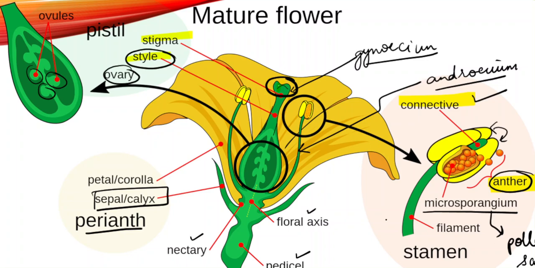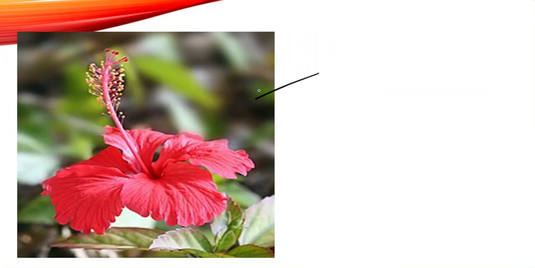Microsporangium. Then you can see the filament. We will discuss this all in detail, but for now you should know a glimpse. So I hope you can see this hibiscus flower. Commonly we take hibiscus flower for studying flowering plants. So till now what we have discussed, let's come there. And we will discuss some terminologies also.